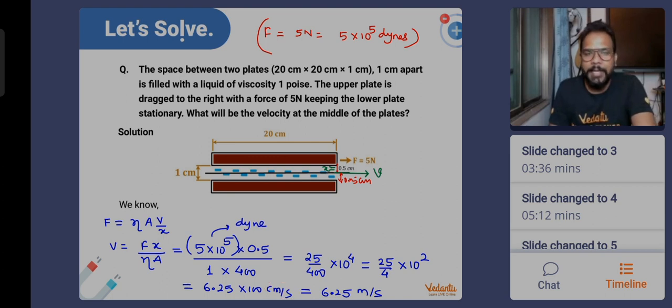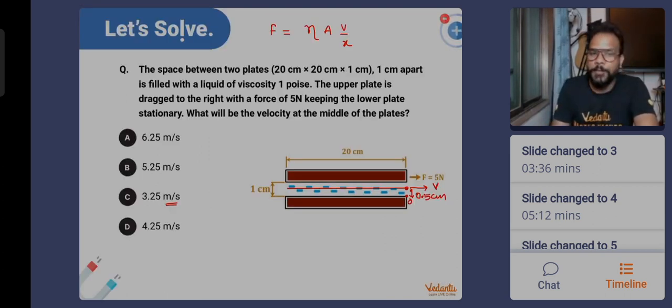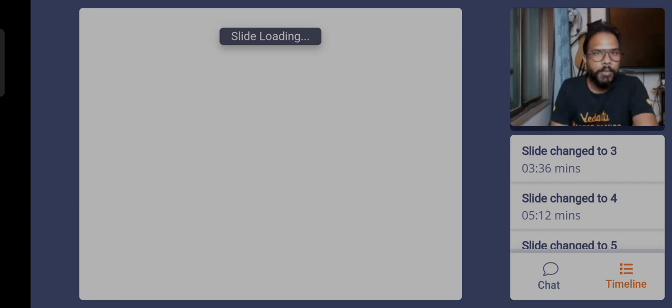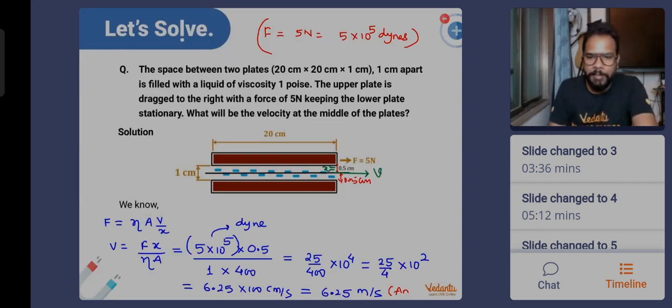And the answer is definitely in centimeters per second because we are solving the question in CGS units. But if you look at the options, they are in meters per second. So now we can again convert our answer back into the SI unit system. So this 100 centimeters per second can be written as 1 meter per second. So 6.25 into 1 meters per second. This becomes our answer.